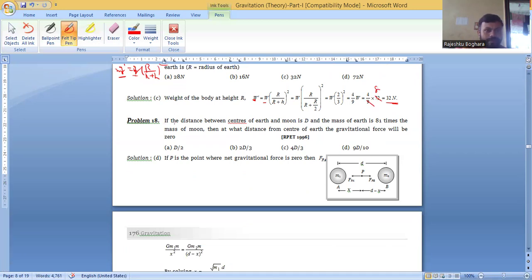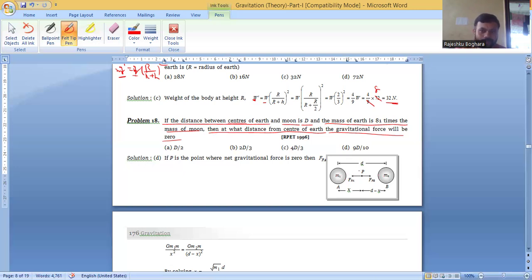Next, if the distance between the center of Earth and Moon is d, and the mass of the Earth is 81 times the mass of the Moon, then at what distance from the center of Earth will the gravitational force be 0? तो कहाँ पर 0 होगा? तो distance between them we take d. तो suppose we take from the center of the earth distance x, then here neutral point means कि यहाँ पर gravitational force 0 होता है. तो this distance here we take x, तो this distance is d minus x.